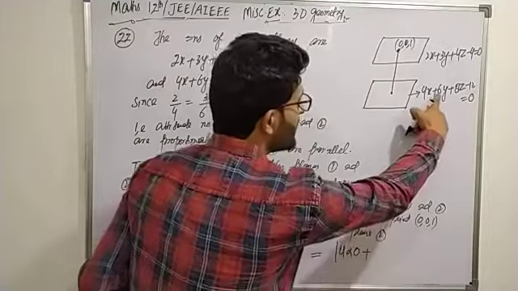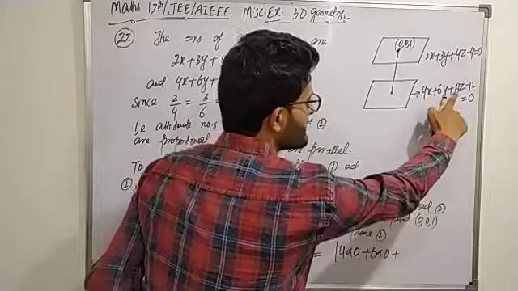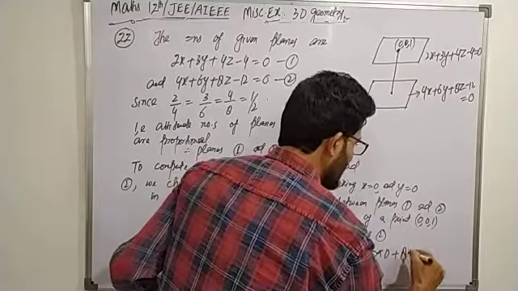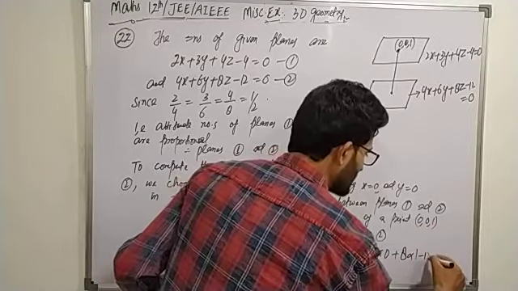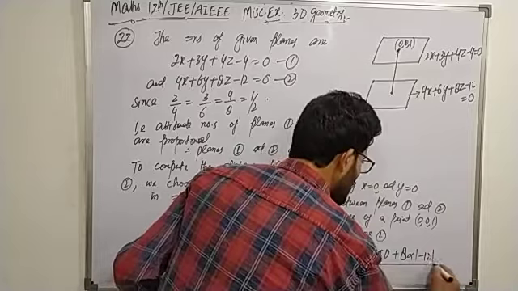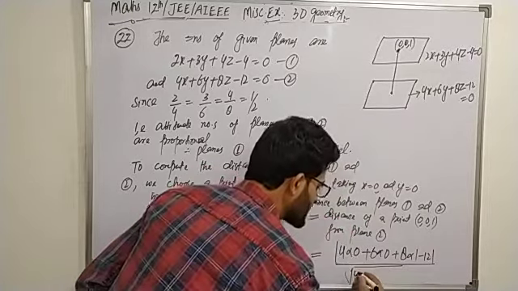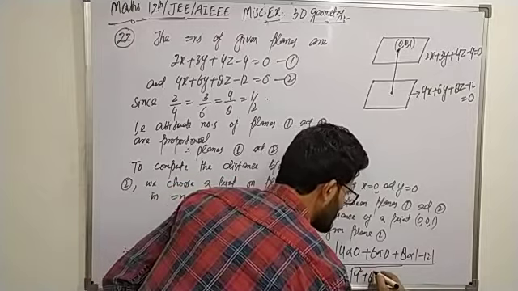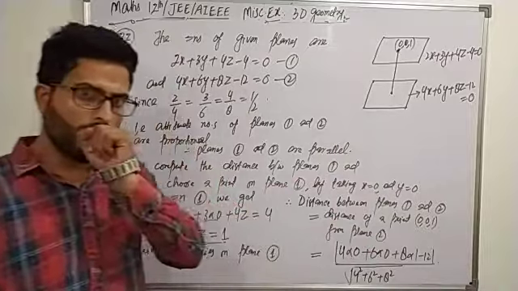Plus by1, in place of b, 6, in place of y1, again 0. Plus cz1, in place of c, 8. And instead of z1 we have 1 minus 12 divided by square root of a square plus b square plus c square, that is 4 square plus 6 square plus 8 square. Is that clear?